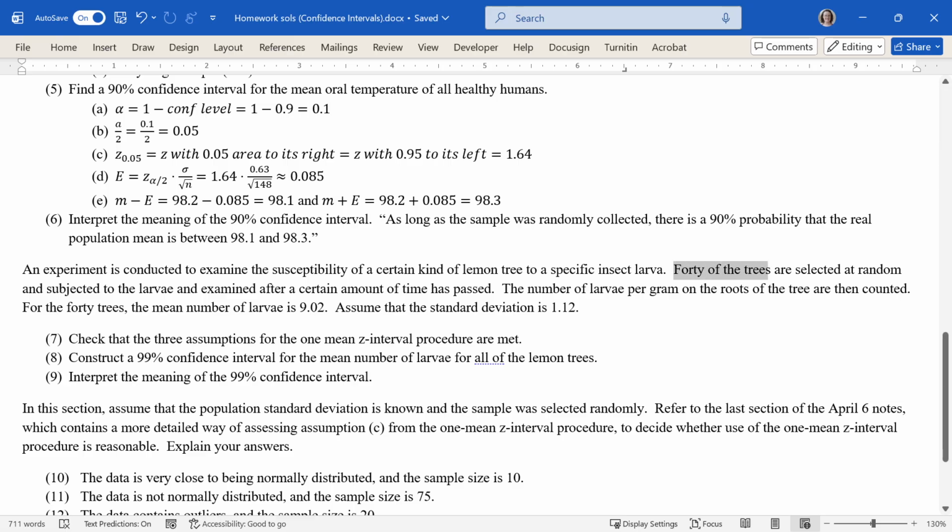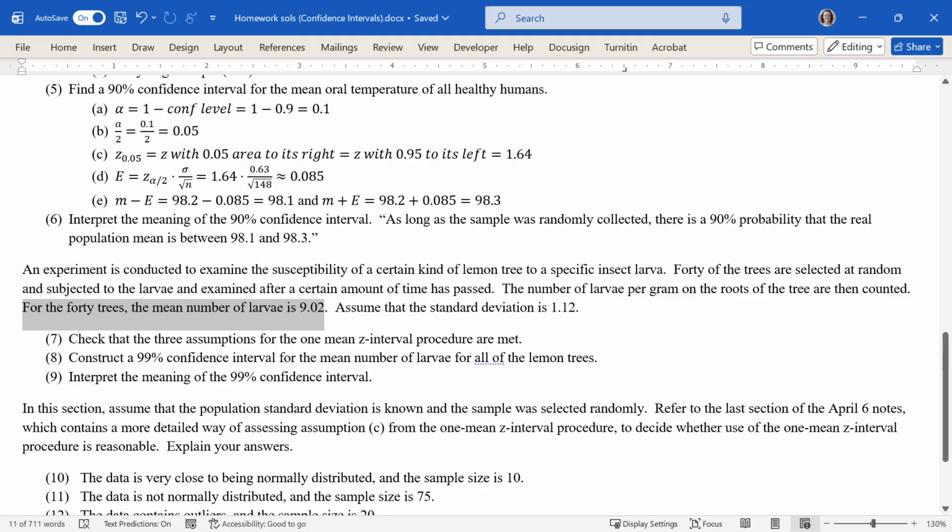All right, 40 of the trees are selected at random. Good, we finally got at random. And subjected to the larvae and examined after a certain amount of time has passed. Ah, they told us right here what it is that the bugs are doing. They're eating the roots of the tree. Okay, the number of larvae per gram on the roots of the tree are then counted. And for the 40 trees, the mean number of larvae is 9.02.